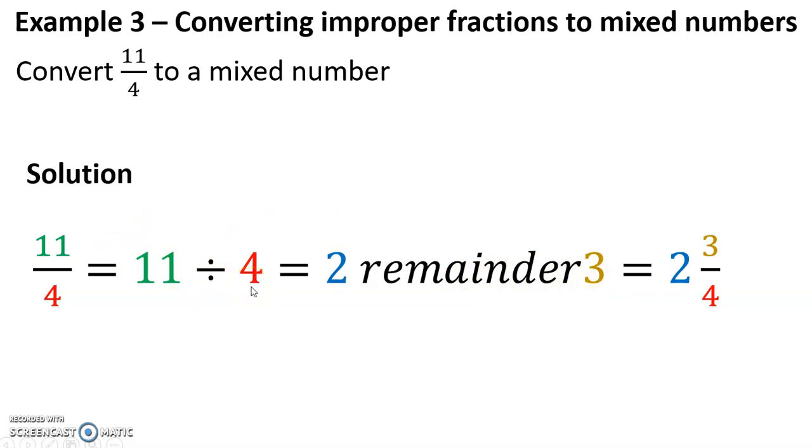Okay, I have a remainder. So 11 divided by 4 will give me 2, because 2 times 4 is 8. And then I've got a remainder of 3. So notice the colour coordinations here again. I've done the colouring to help you. The 2 becomes my whole number, which comes out the front of my mixed number. The remainder is my new numerator.